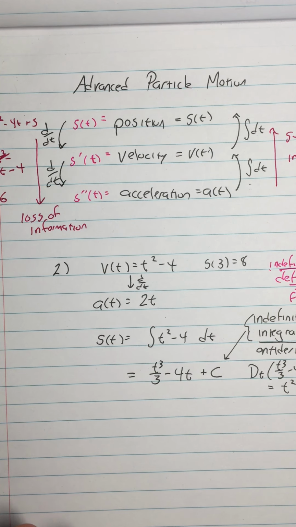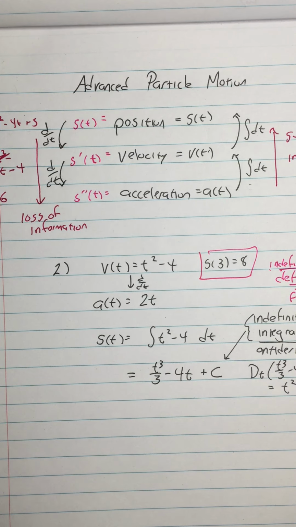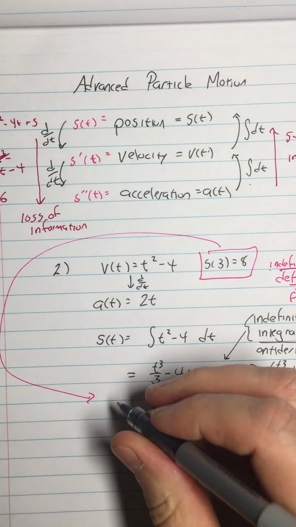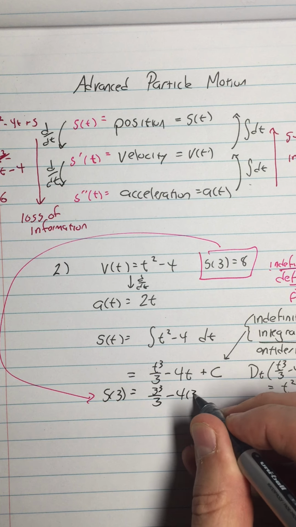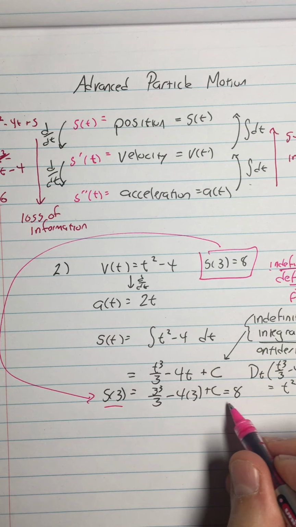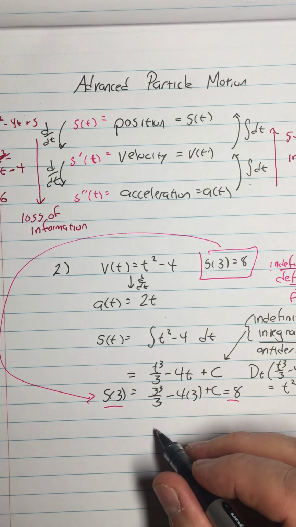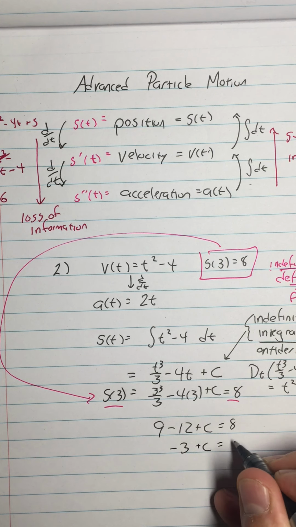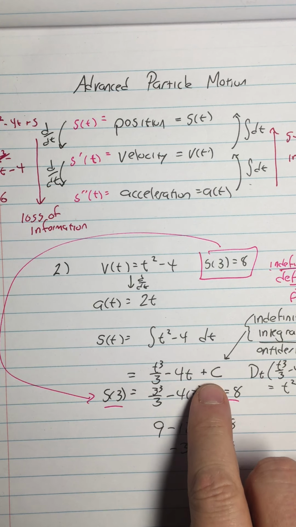All right, in this case, we're going to use the information that we have to find out what that c is. So now we're going to say, all right, I know that s of 3, which is equal to 3 cubed over 3 minus 4 times 3 plus c, is equal to 8, because it says here that s of 3 equals 8. And it also equals all this stuff. So now I can use that to solve for c. 27 over 3 is 9. 9 minus 12 plus c equals 8. Negative 3 plus c equals 8. c equals 11.